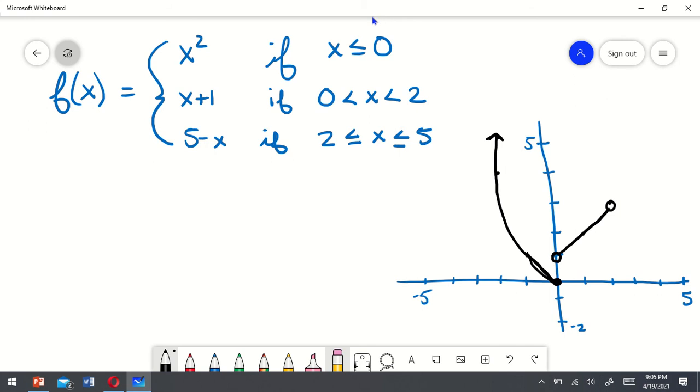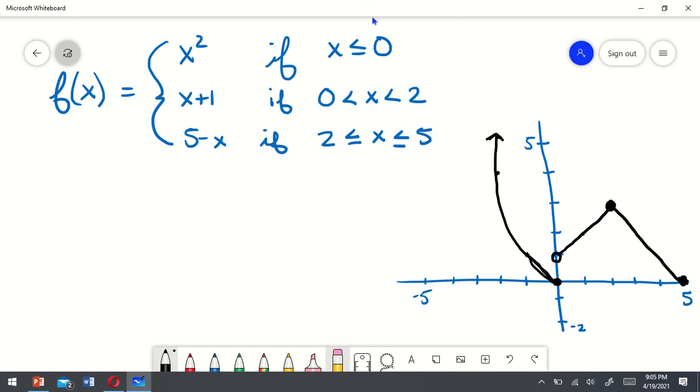Then, after we get to the number 2 until the number 5, we use a different line, 5 minus x. So 5 minus 2 is 3. So the point (2, 3) happens to line right up with my other line segment. 5 minus 5 is 0. And you'll see this is a slope of -1, which is exactly what we need. So this is a full graph of my function.